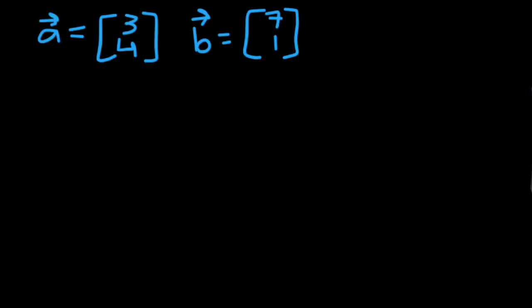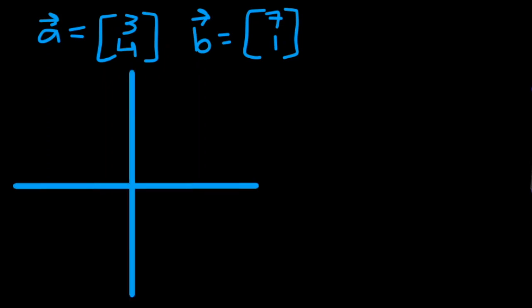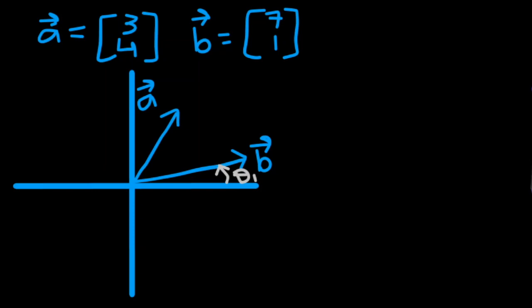Let's take a look at a problem from Mr. Harper where vector A is 3, 4 and vector B is 7, 1. First, we need to sketch it out here and label both vectors. So let's call this angle here angle 1, or theta 1, and this angle here, theta 2. The angle in between them can be labeled phi.